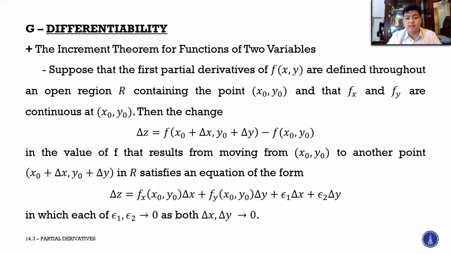satisfies an equation of the form delta z equals fx of x sub 0, y sub 0, delta x plus fy of x sub 0, y sub 0, delta y plus epsilon sub 1 delta x plus epsilon sub 2 delta y, in which each of epsilon sub 1 and epsilon sub 2 approaches 0 as both delta x and delta y approach 0.